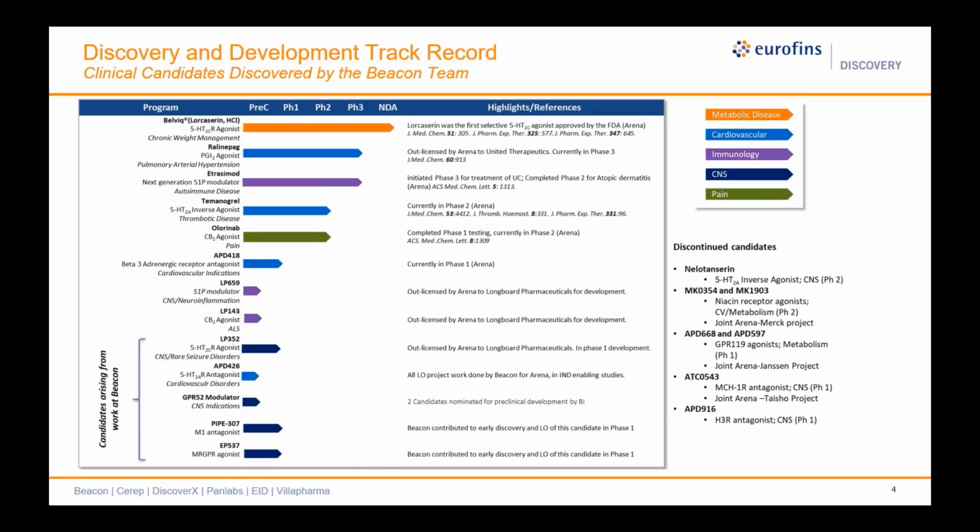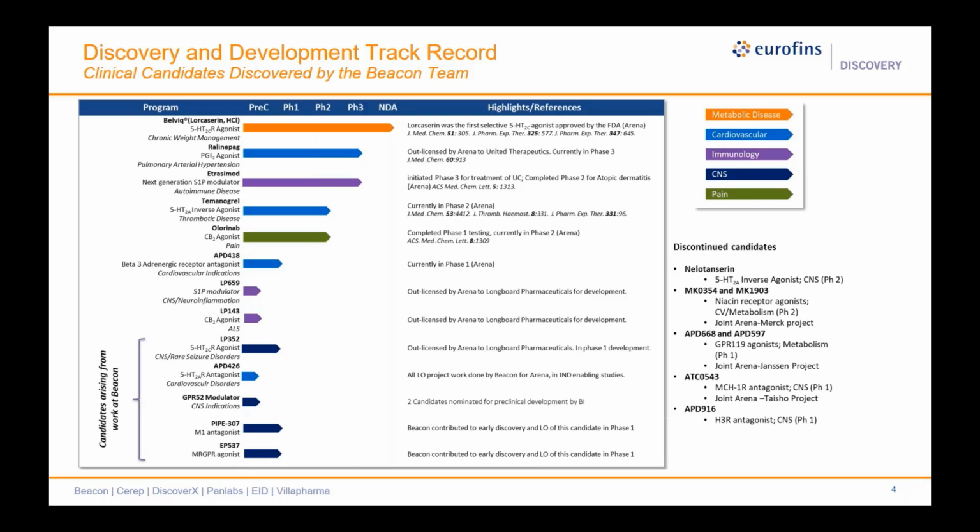First, I want to step back and give you an overview of Beacon Discovery and the team's track record. Beacon Discovery as a group has been working on GPCRs for about the last 20 years. In this time, we've put more than 30 compounds at the clinic doorstep. 20 of these compounds have actually made it into the clinic. One of them has already been approved, lorcaserin, for chronic weight management, and that's a 5-HT2C agonist ligand.